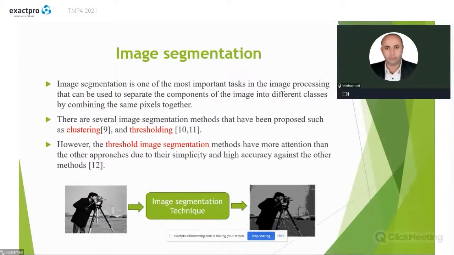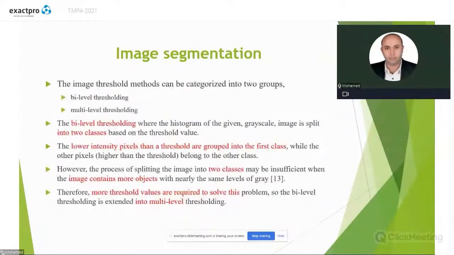Another application where we can apply the meta-heuristic technique is called image segmentation. In image segmentation, we want to split the image into its components, or into its smallest classes. Many image segmentation techniques have been proposed, such as clustering and thresholding. However, the thresholding image segmentation method has received more attention than other approaches due to its simplicity and high accuracy compared to the other methods.